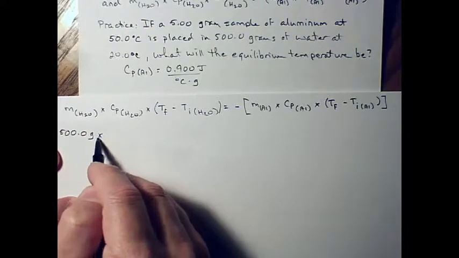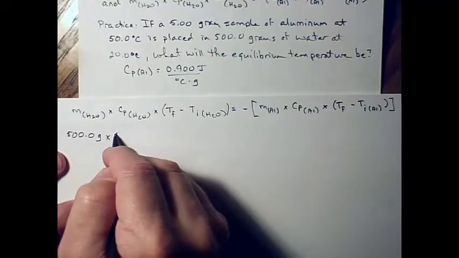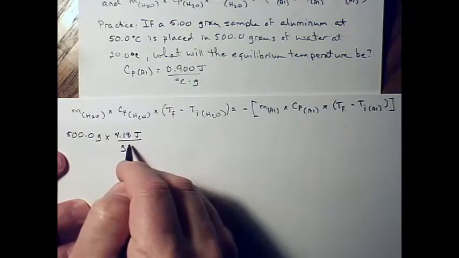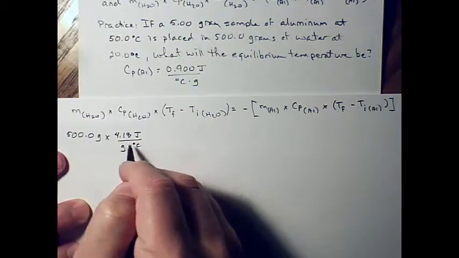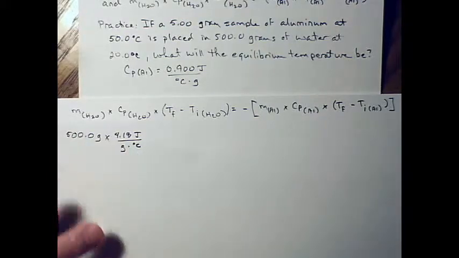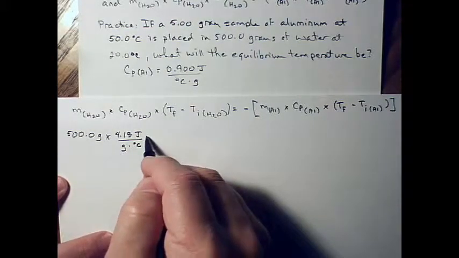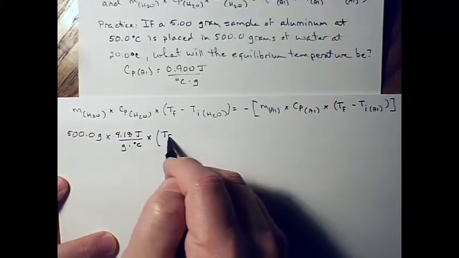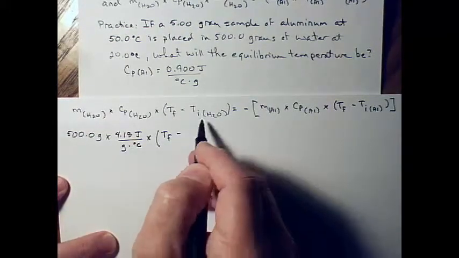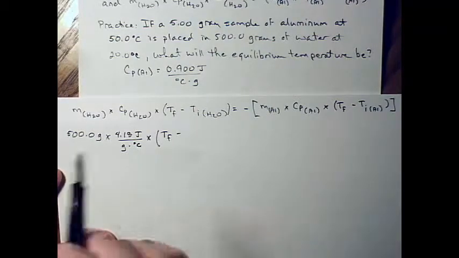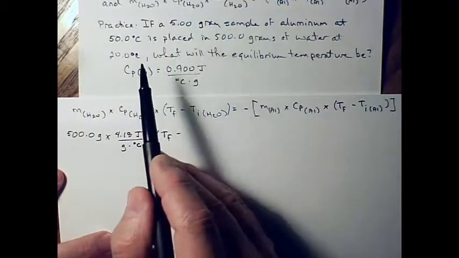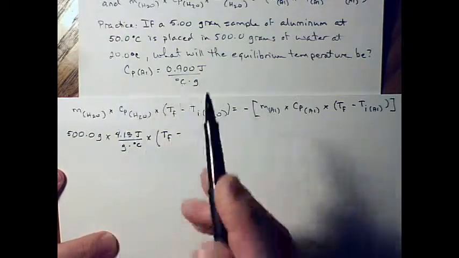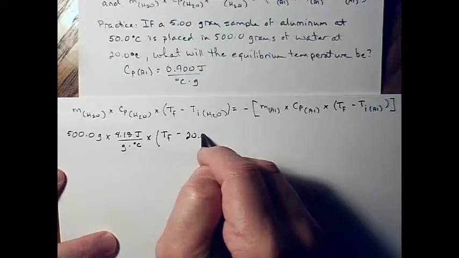Okay. Our specific heat for liquid water, 4.18 joules per gram per degree C. This is the only specific heat I expect you to memorize. And then times, we don't know temperature final. We have to leave that. That's our unknown. We do know the initial temperature for water. The initial temperature for water is 20 degrees. Okay, it's right there. So 20.0 degrees C.